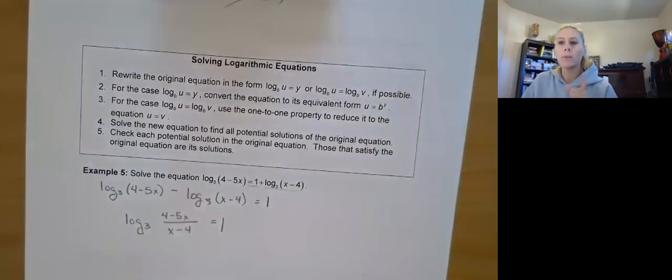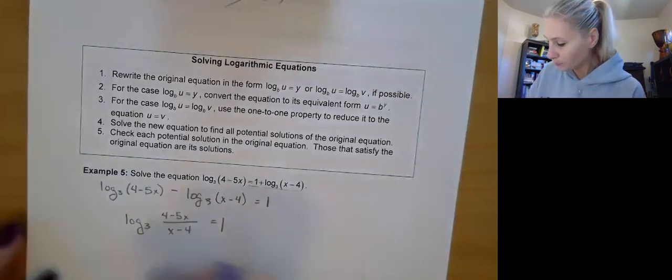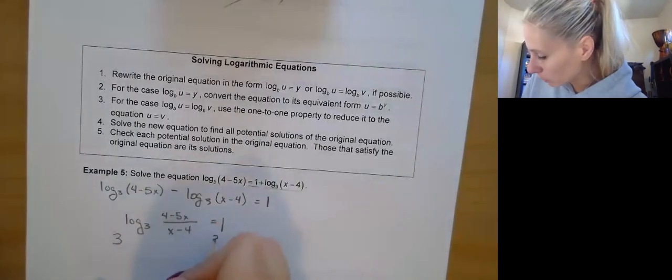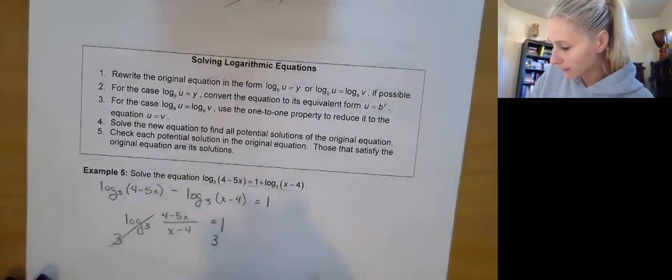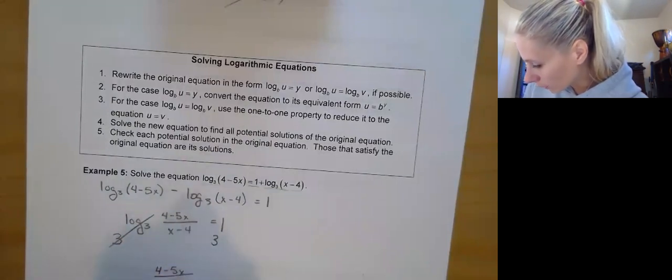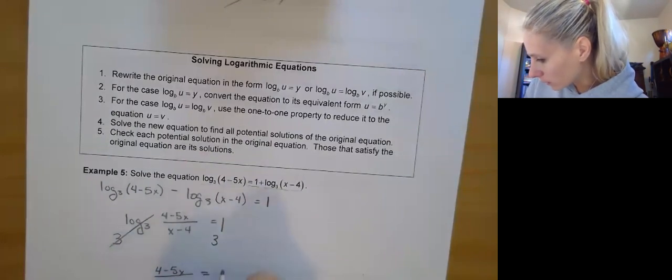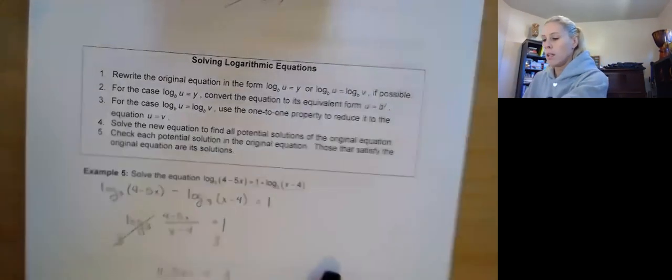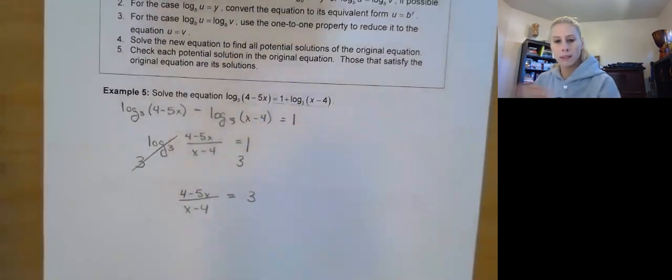Now, as you can see, we only have a log base 3, one of them. So we can get rid of it now. We get rid of it by doing a base 3. Whatever we do to one side, we do to the other. These cancel. We get 4 minus 5x all over x minus 4 equals 3. So we have the first 3. Let me scoot that up so you guys can see the work.